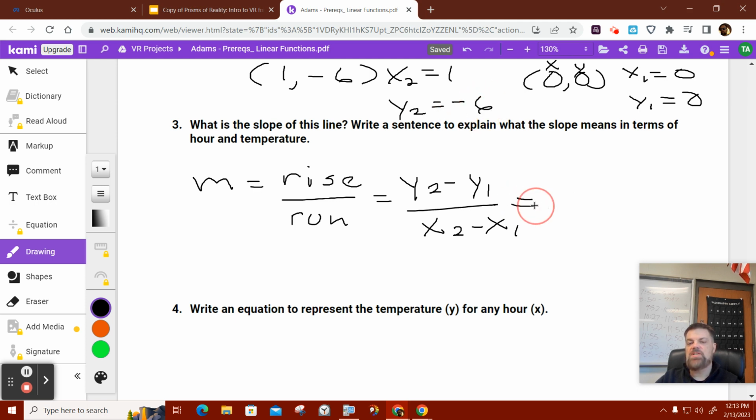So that means to plug this in the formula, I'm going to say negative 6, which is y sub 2, minus y sub 1, which is 0, all over x sub 2. What's x sub 2? Go. X sub 2, look on the screen.